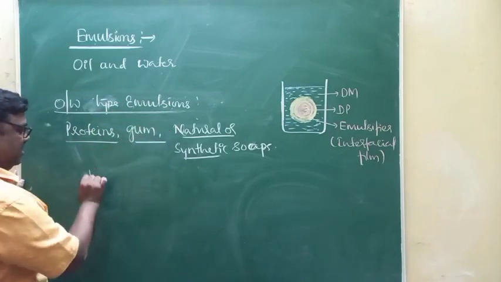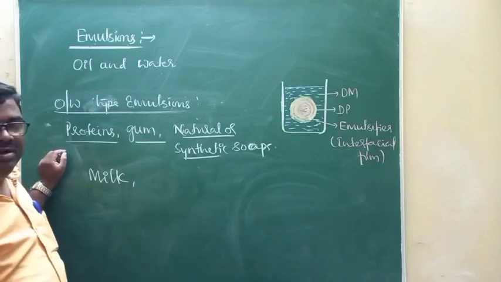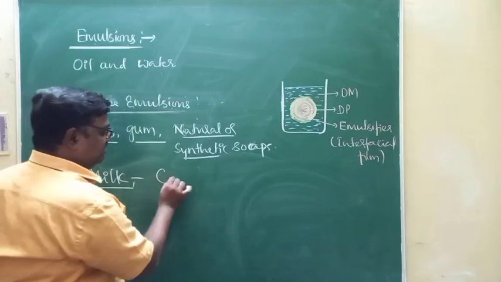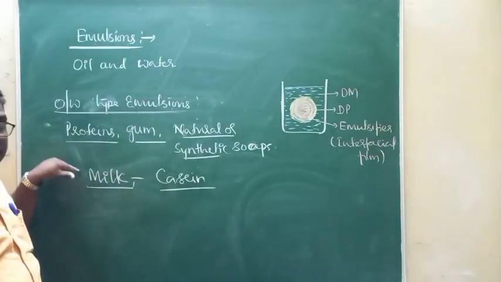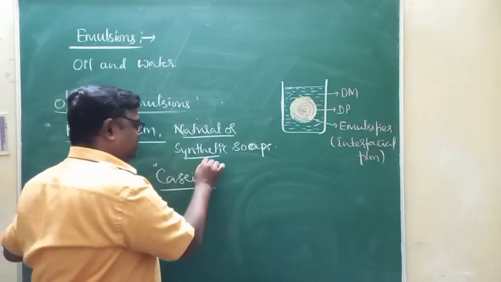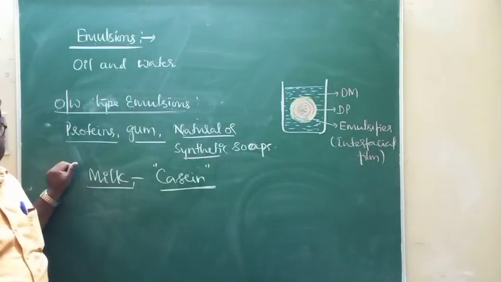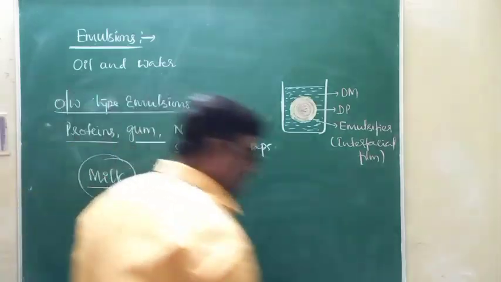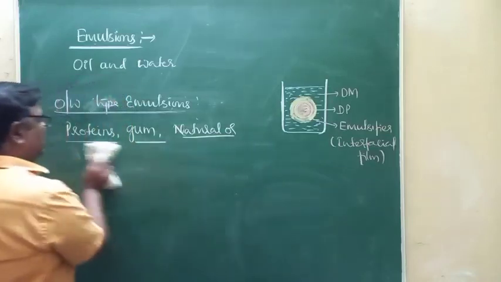For example, in the case of milk, milk is an example of an oil in water type emulsion. This particular emulsion is stabilized by the protein called casein. Casein acts as an emulsifying agent in order to stabilize milk. Apart from that, that is water in oil type emulsions.